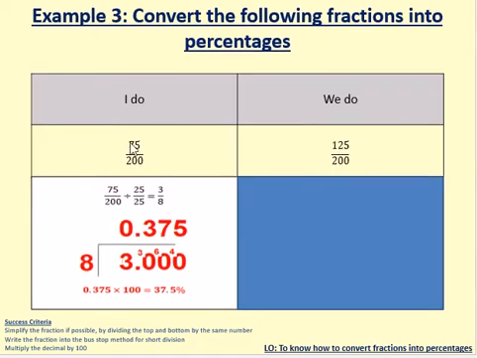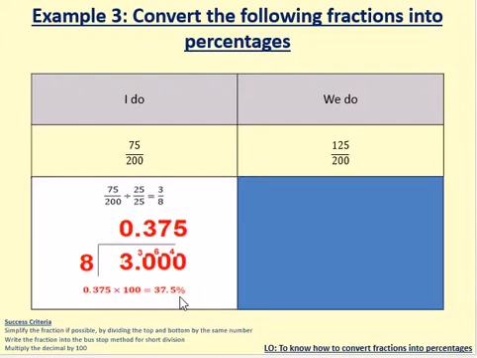Okay, so final example, 75 over 200. Again, simplify where you can. Biggest number that goes into 75 and 200 is actually 25 in this case. How many 25s go into 75? It's 3. How many 25s go into 200? It's 8. So again, we're working out 3/8 as a percentage. So use your bus stop and then times by 100.